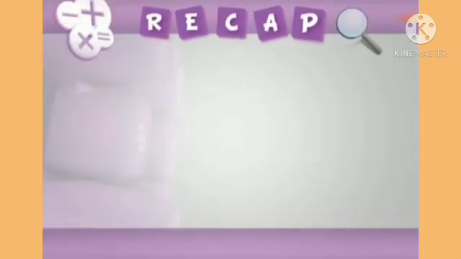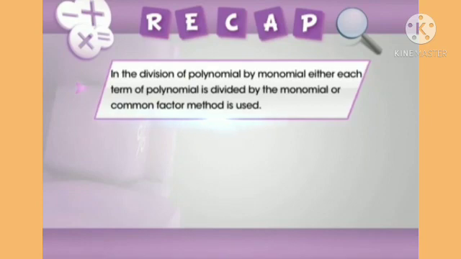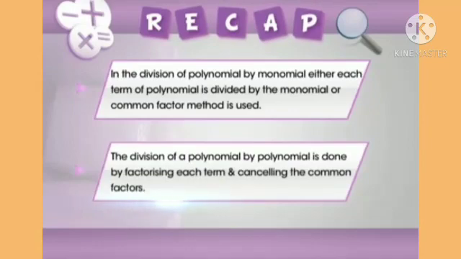In this module, we learned in the division of polynomial by monomial, either each term of polynomial is divided by the monomial or common factor method is used. The division of a polynomial by polynomial is done by factorizing each term and cancelling the common factors.